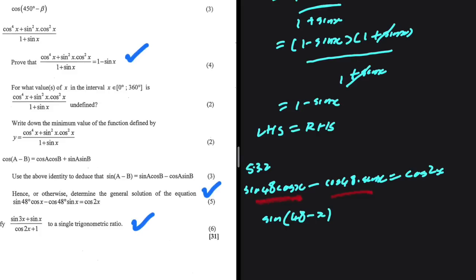If you expand the sine of 48 minus x, you get this. So they are equal to each other. Sine of 48 minus x will be equal to cos of 2x. So we're going to have sine of 48 minus x being equal to... We can write cos of 2x as sine of 90 minus 2x.